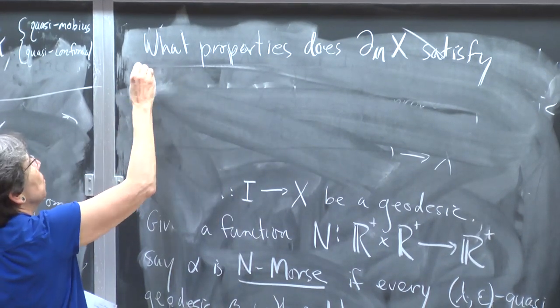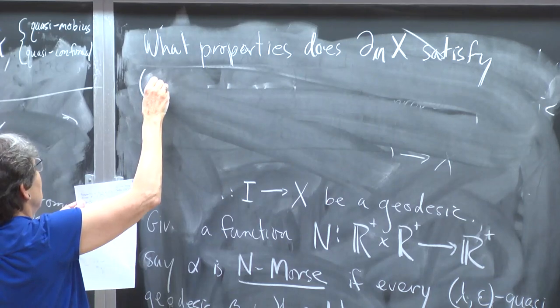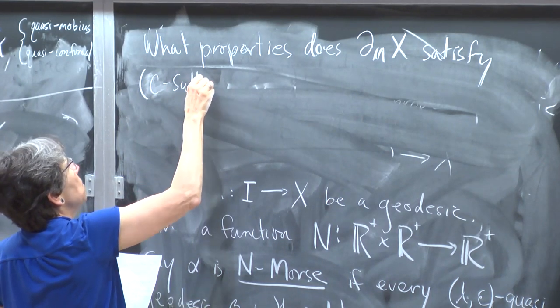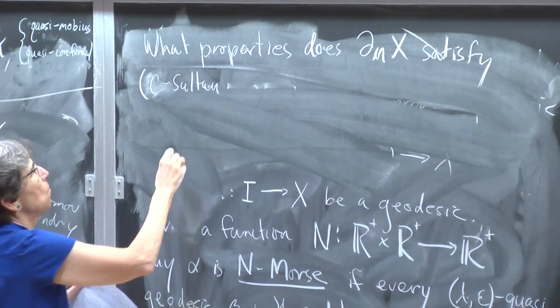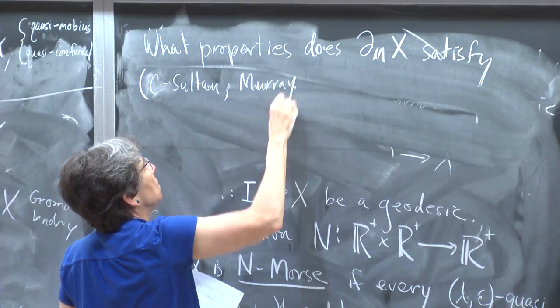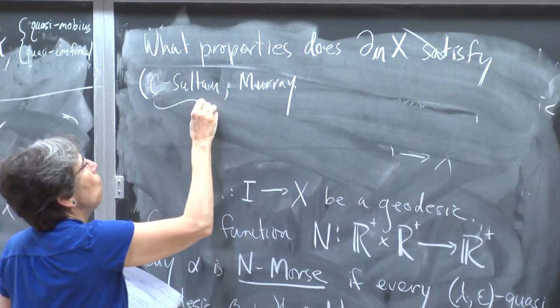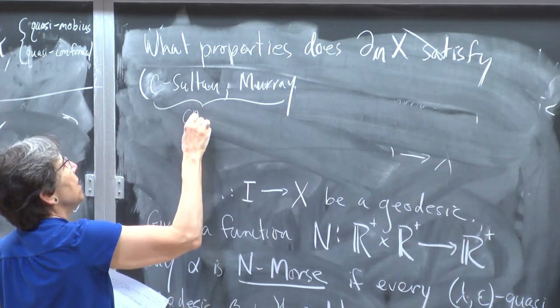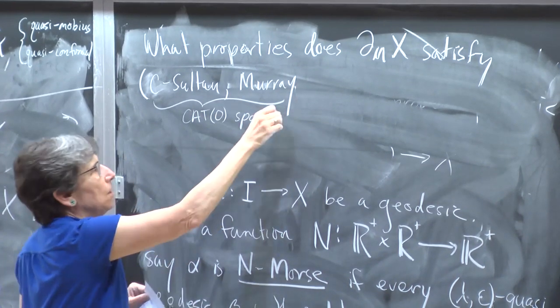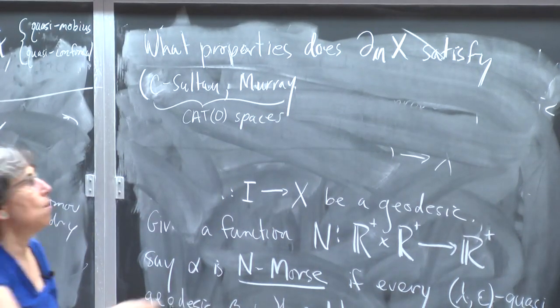So this is all recent work. So this is myself and Harold Sultan. We were the ones to first introduce this idea of the Morse boundary. And then my former student, Devin Murray. We were looking at the case of CAT(0) spaces. We did all of the things I'm going to list below here for CAT(0).